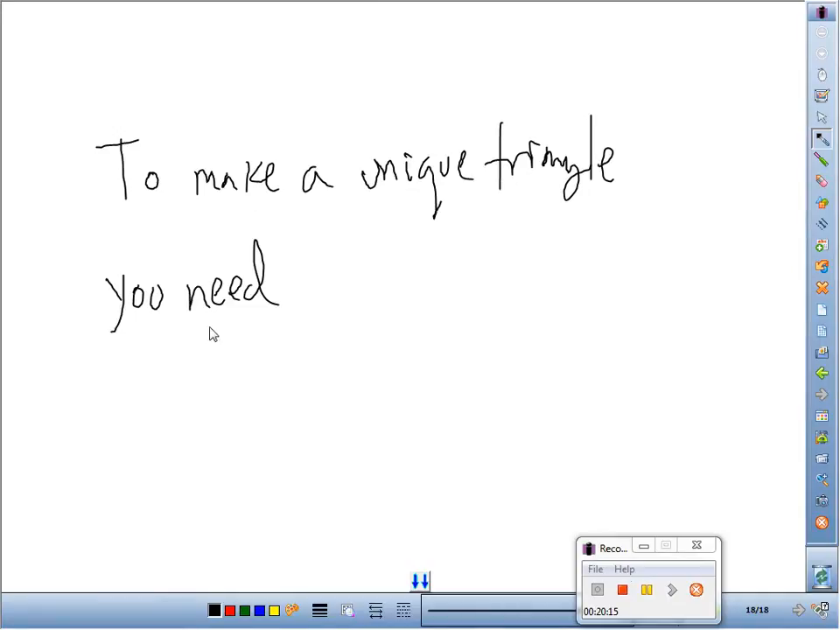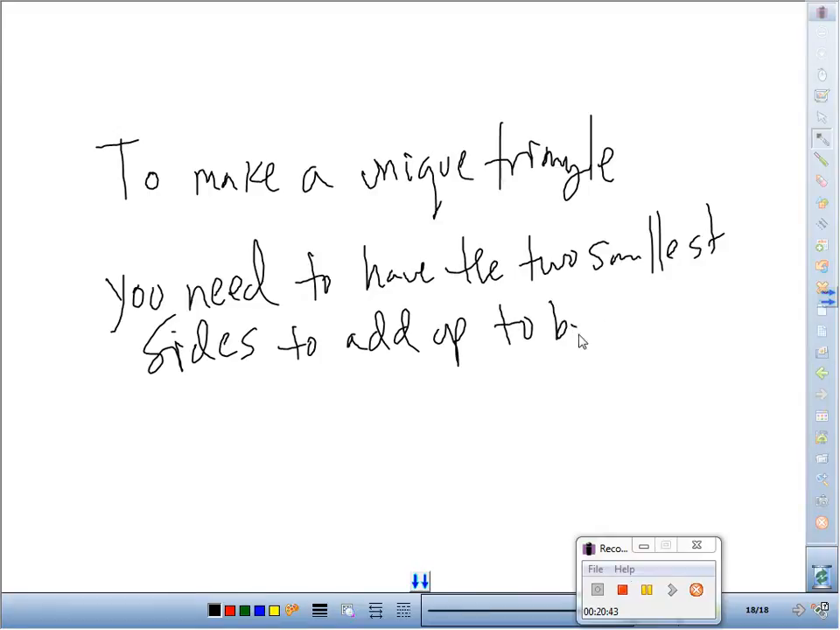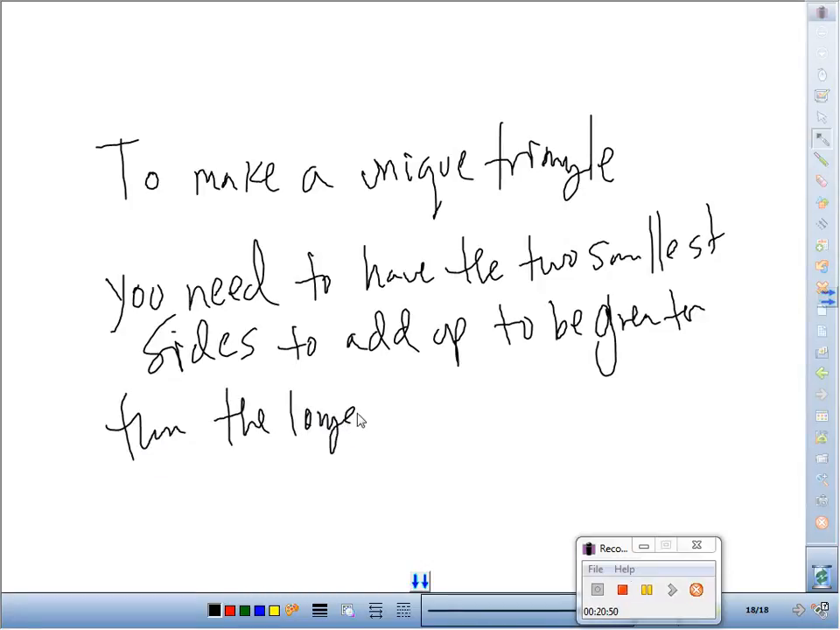To make a unique triangle, you need to have the two smallest sides to do what? To add up to what? To be greater than the longest side.